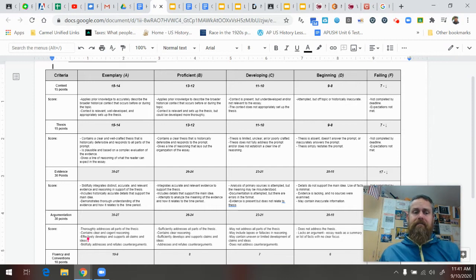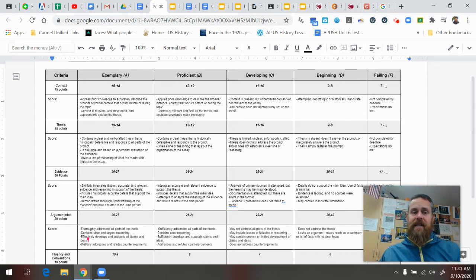So evidence. You need to use accurate, relevant evidence that is historically relevant, historically accurate, and skillfully integrated into your argument so that it all makes sense, right? The evidence that you choose should be the best evidence available, and it should show me that you really understand the time period and how to use evidence, historical events, to argue for or against a particular interpretation of history.